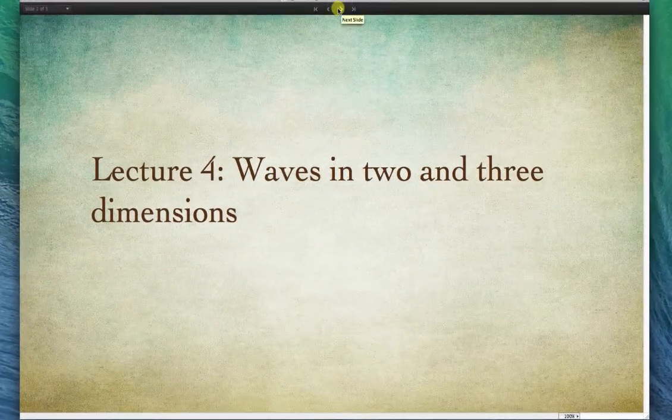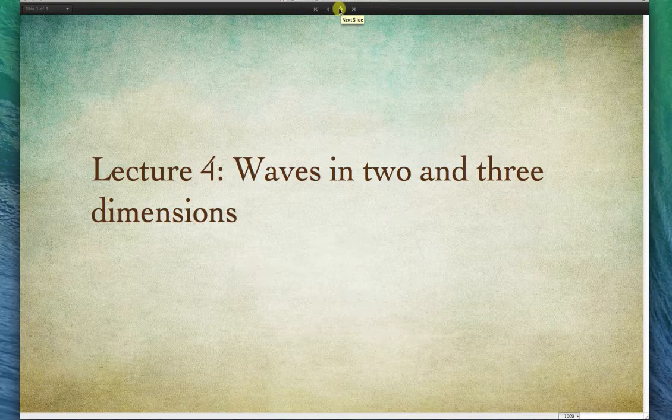So in this little lecture we're going to talk about waves in 2 and 3 dimensions. Previously we talked about just one-dimensional waves, and we looked at a sine function for the shape of the wave. But waves can have just about any shape you can imagine. The sine function is nice because it's pretty easy to work with, and there's a lot of good real examples that are very close to actually being sine waves.